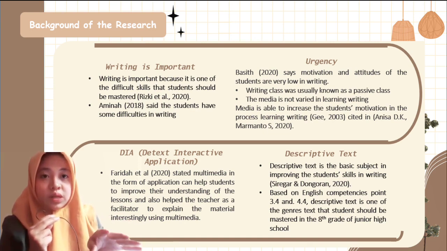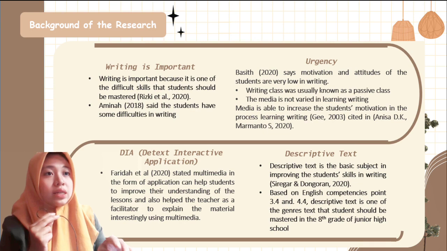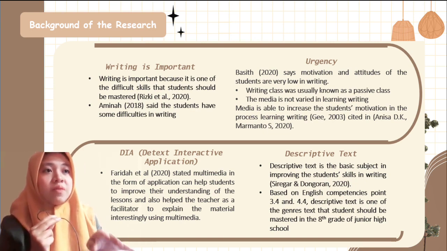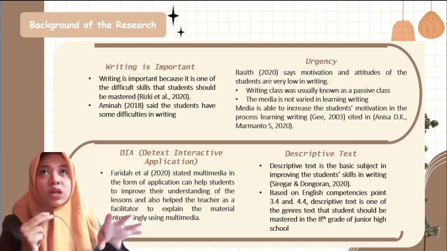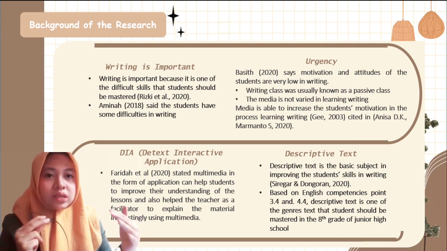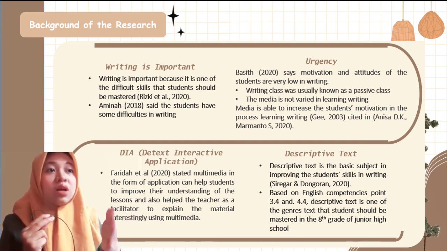So that is why in this research the researcher chose writing skills. Next is the urgency. The urgency is still related to the previous theory that said motivation and attitudes of the students are very low in writing, studied by Bassett 2020. Why? It is because the writing class is usually known as a passive class. Based on the preliminary study also, I found the writing class only does writing activities. There is no interaction between students and teachers, and all of them are just writing. It's like a silent class, so it's not interesting. So I think it makes the students' motivation low in writing.